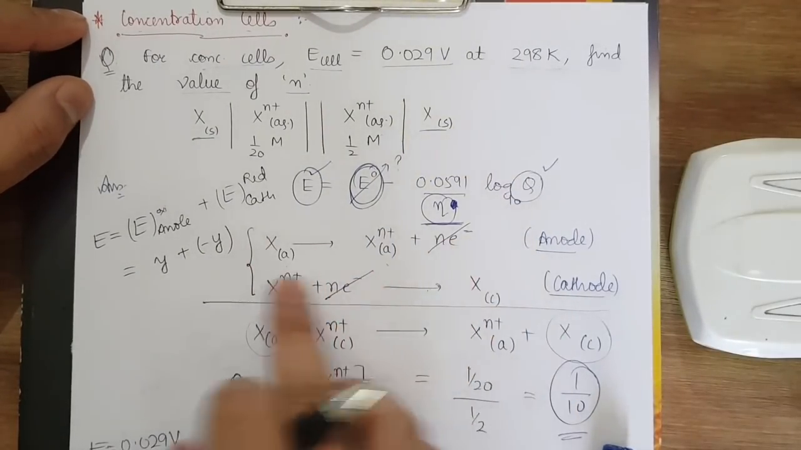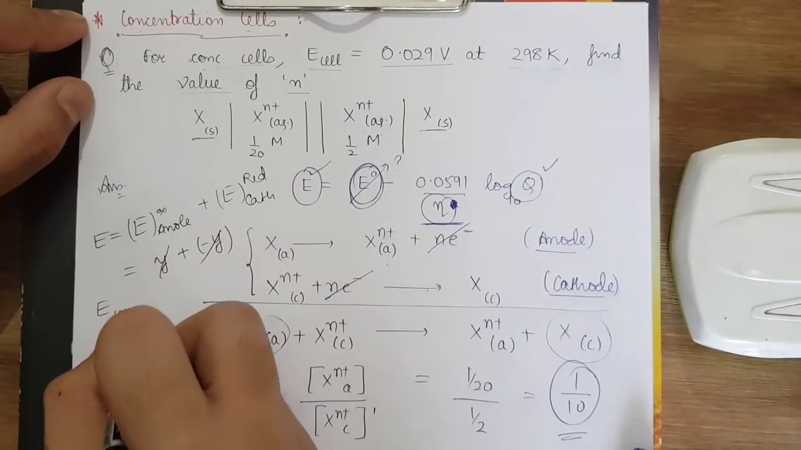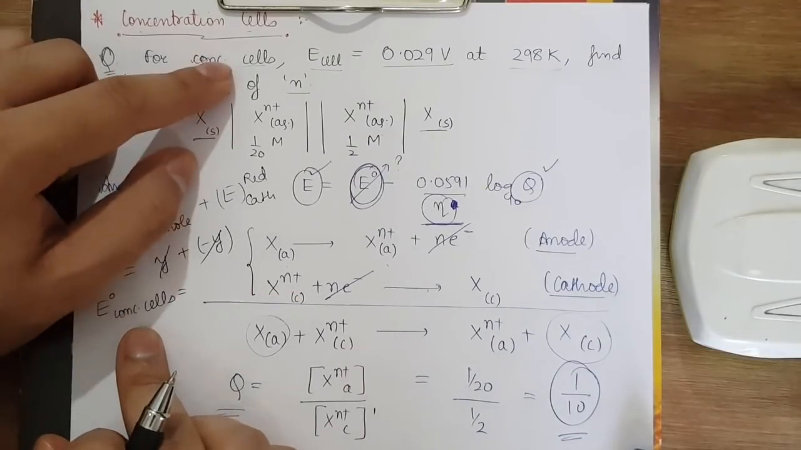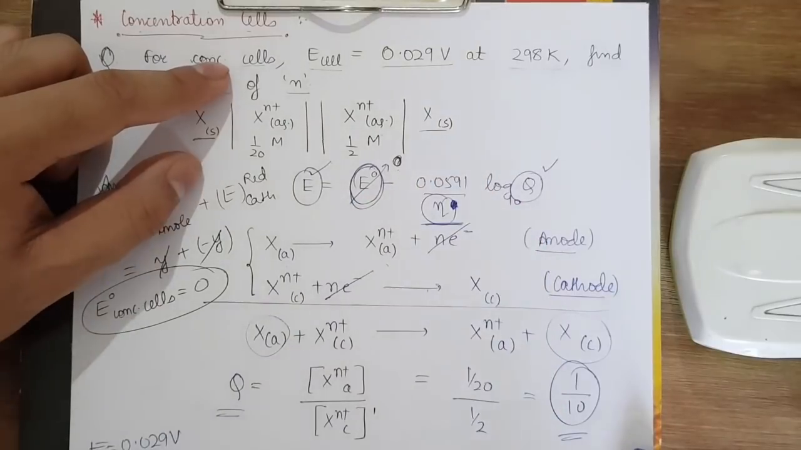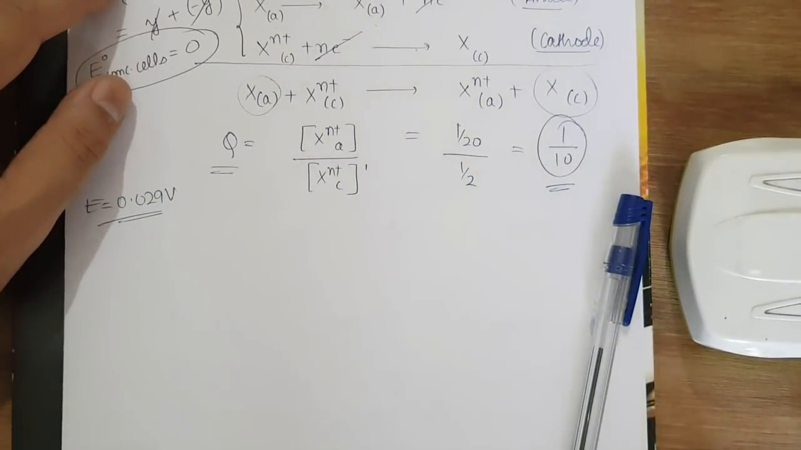So if this is Y, this would be equal to minus Y. That is why whenever we have concentration cells, E naught comes out to be equal to 0. So this value would be equal to 0 from here. This was the important point to make you understand this question.